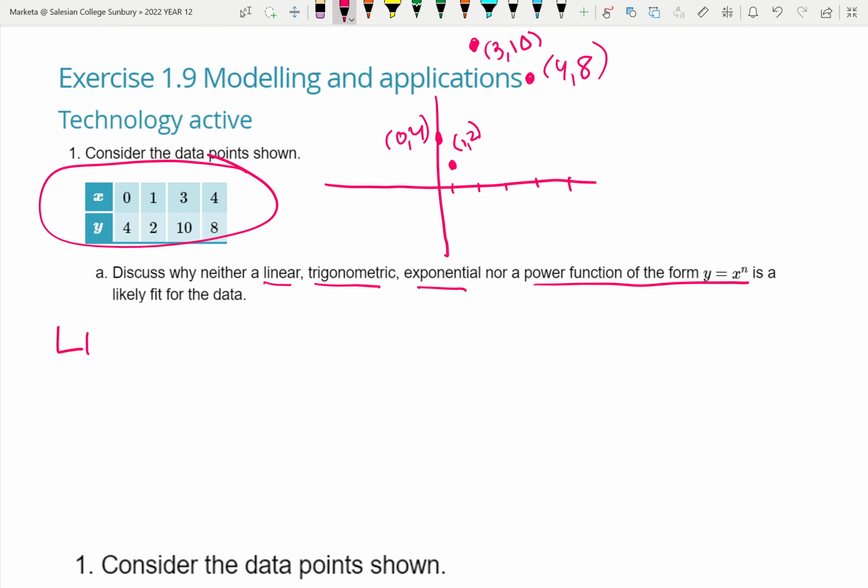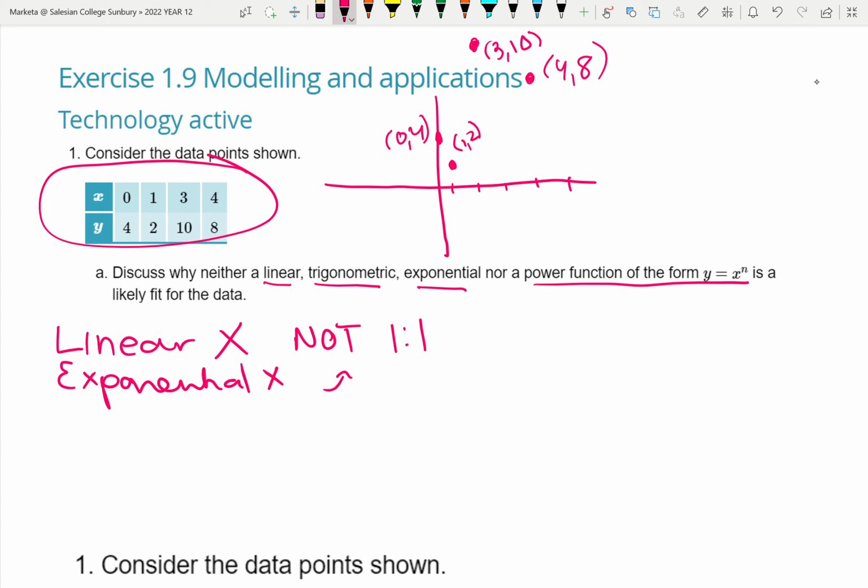So let's write, I guess, linear. No. It's not a one-to-one function, we could say. And I guess that would also take care of the exponential. So remember, exponential is something like this, or it could be the negative form of that. That's not one-to-one either, so I guess for the same reason. So we could say those, and the values are sort of jumping around a bit there too.